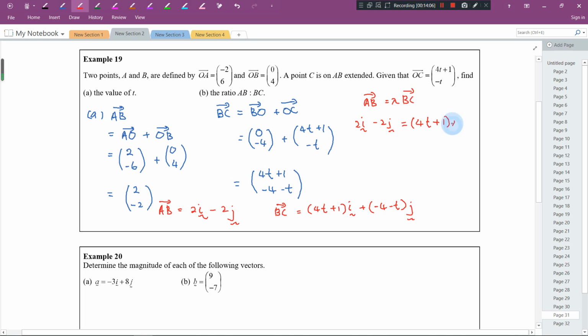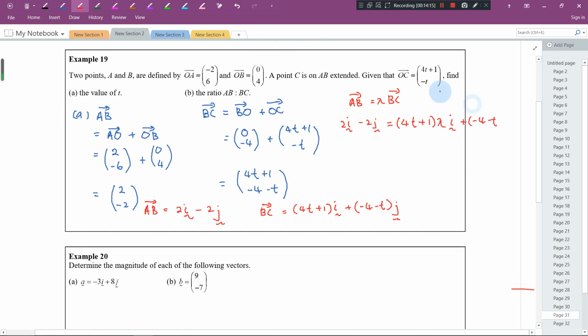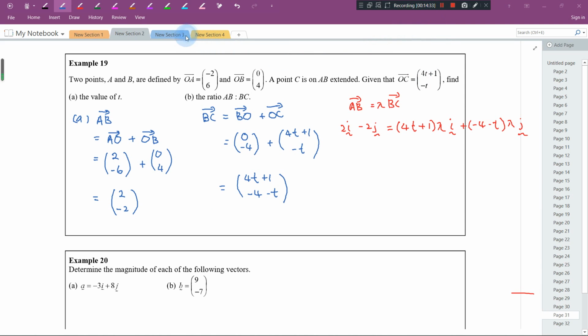So how about I just write this way, 4t plus 1 lambda I plus negative 4 negative t, oh, not enough space, negative 4 negative t lambda, and this is for j. Okay, now we can compare both sides. This is equal to this, and this is equal to this. Okay, let's continue. Okay, how about I change this lambda to k maybe. Okay, easier for me to write. Okay, I write k. So k. If you don't want to write here, you can write in front here also.